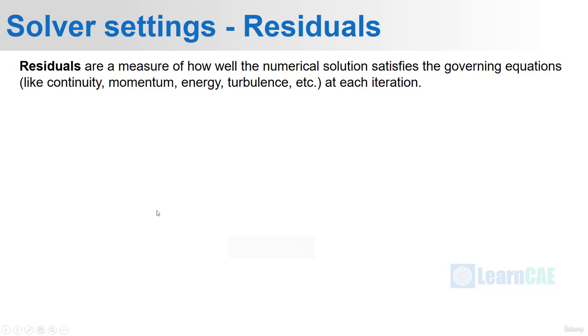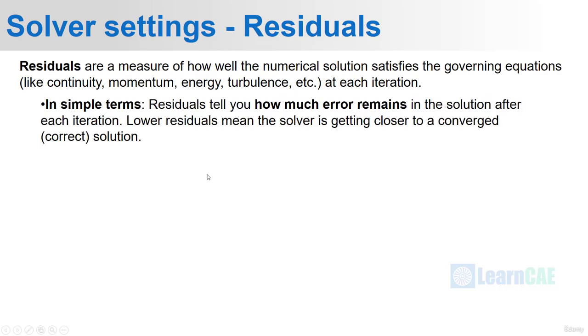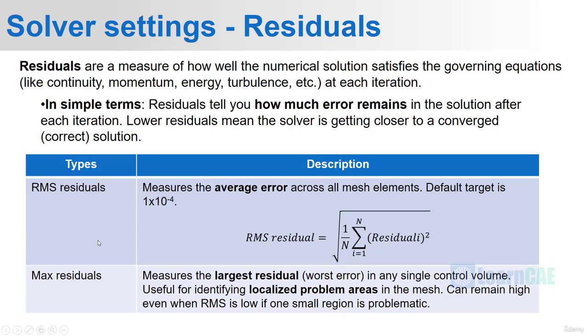Residuals are a measure of how well the numerical solution satisfies the governing equations like continuity, momentum, turbulence and energy, etc. at each iteration. In simple terms, residuals tell you how much error remains in the solution after each iteration. That is, lower residuals mean the solver has converged very well, and if they are higher, the error is more and the solution has not converged properly. There are two types of residuals, RMS residuals and max residuals.